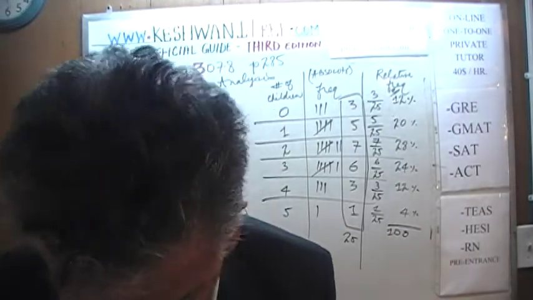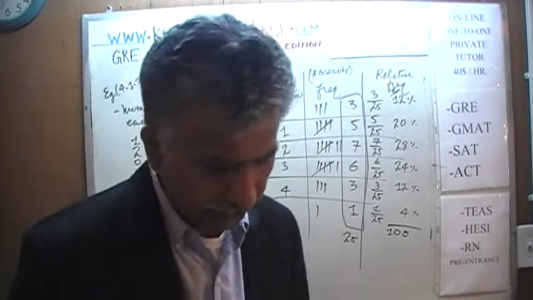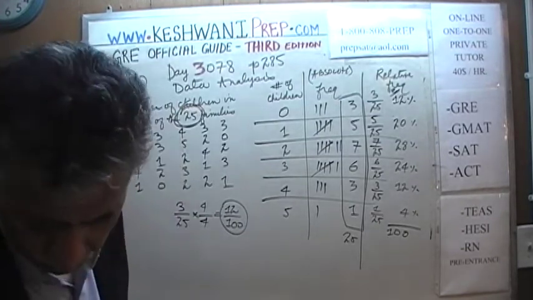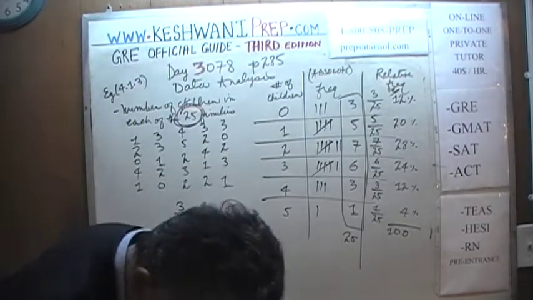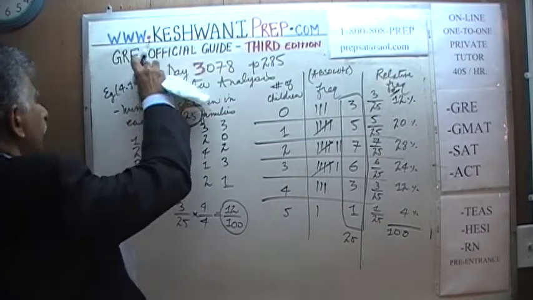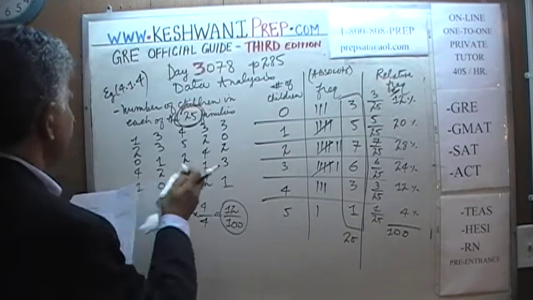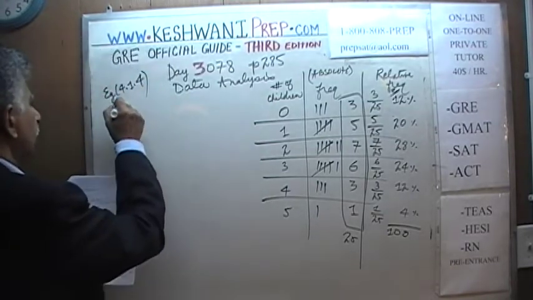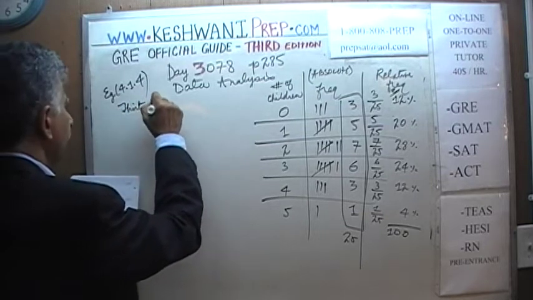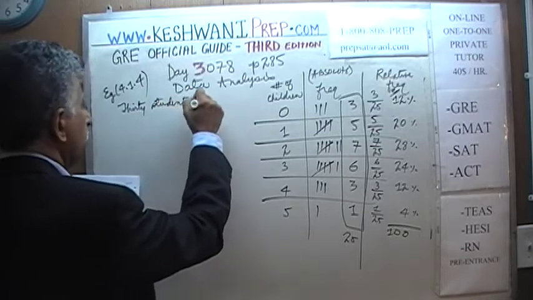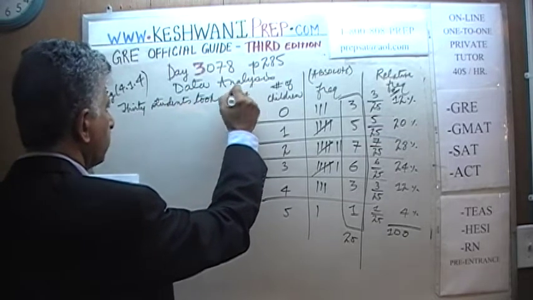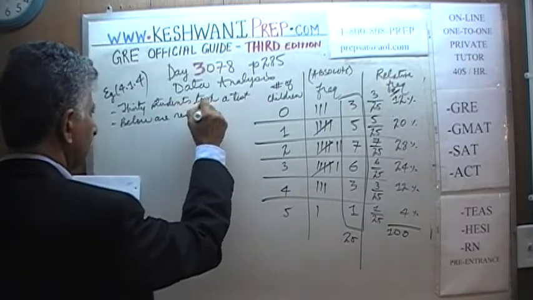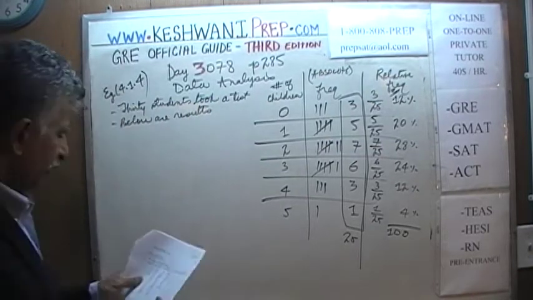For example, let's take a look at the next one. Let's take a look at example 4.1.4 on the next page, page 286. Here we have 30 students. We are told that 30 students took a test, and below are the results from least to greatest. And here is what we are told.